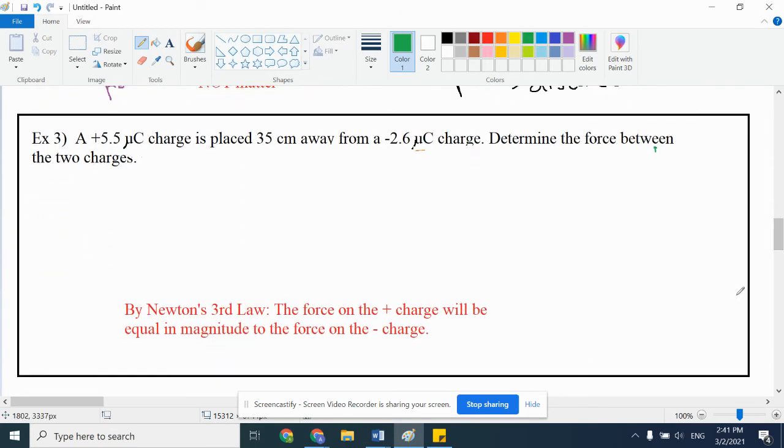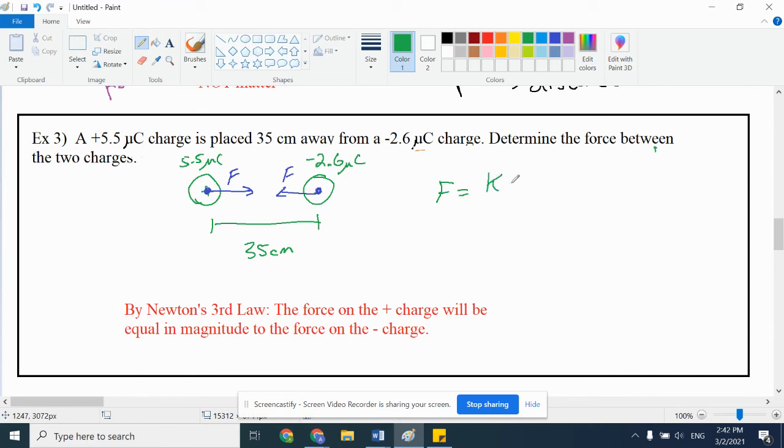So let's put it to practice. Let's take a positive 5.5 microcoulomb charge, and 35 centimeters away, we have a negative 2.6 microcoulomb charge. What's the strength of the force? I want to point out that the force will be attracting. It will be equal in magnitude but opposite in direction by Newton's third law.